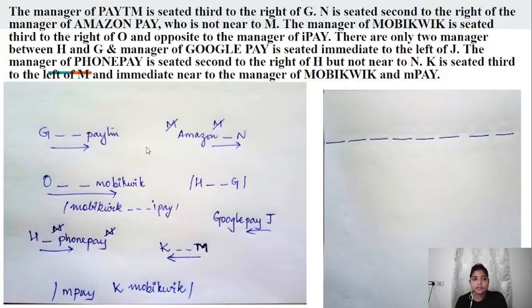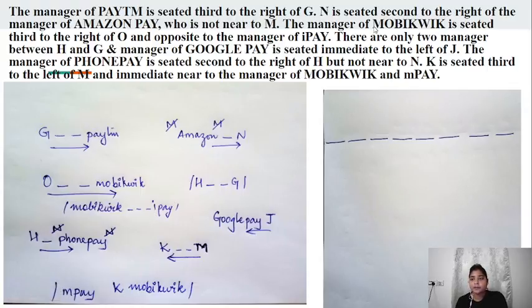MobiKwik is seated third to the right of O, again a simple condition, and opposite to the manager of IPay. So it is a circular arrangement and we are using the thread method, and I wrote this as MobiKwik 1, 2, 3 IPay, because it is an 8 people arrangement. So when 2 people are facing each other, 3 people will be there between them. So I have written that condition in this way. Why this dash mark? Because IPay and MobiKwik are interchangeable, and this actually means that they are facing opposite directions, right?